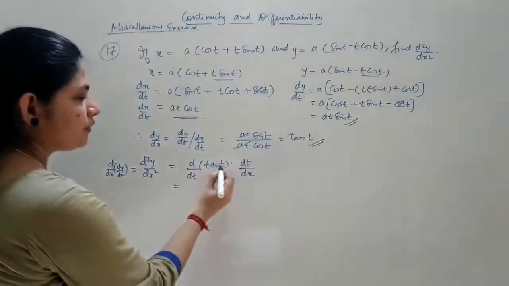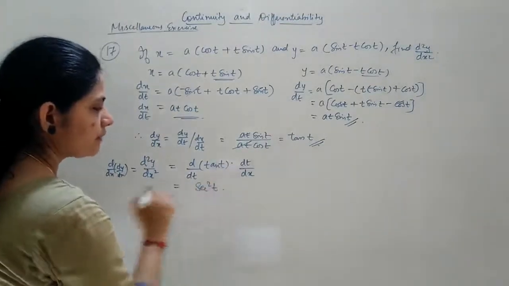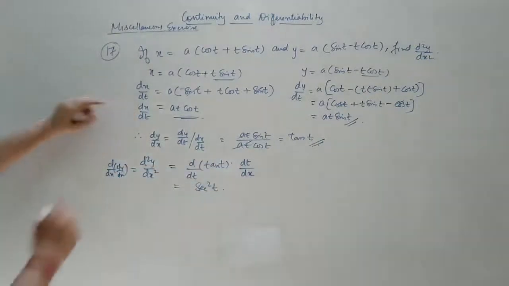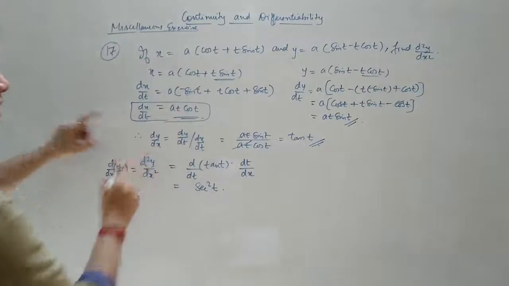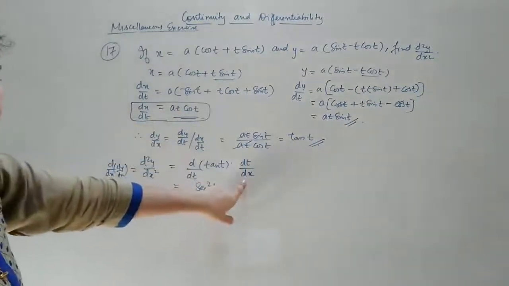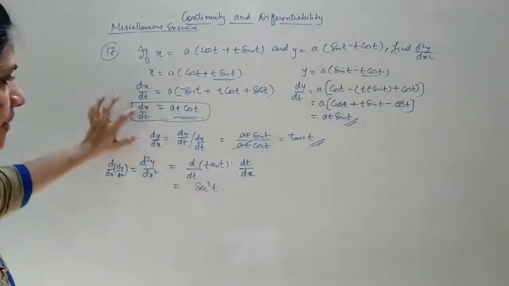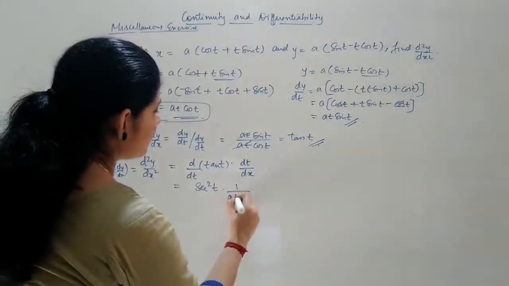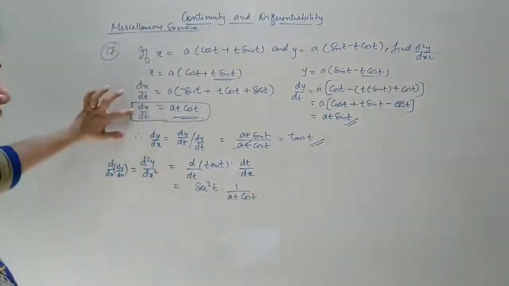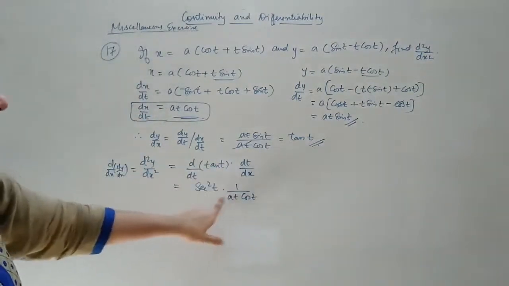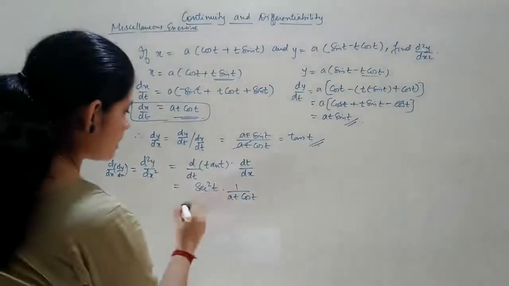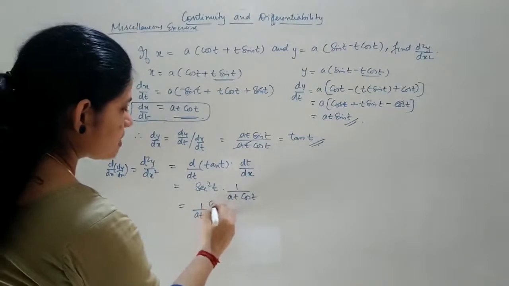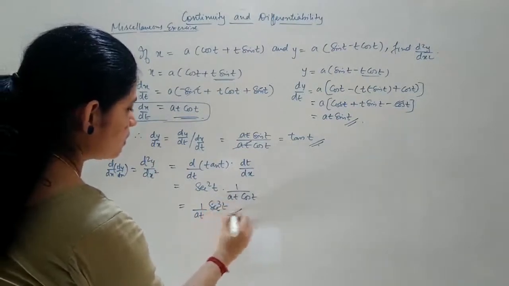So the derivative of tan t will give you sec square t, and dt by dx will be the reciprocal of dx by dt. This is your dx by dt, and it is the reciprocal of dx by dt, that is 1 by dx by dt. So you will get 1 by a t cos t. Take the reciprocal of this term and multiply with this. Now what you will get at last, 1 by a t into 1 by cos, which is again sec, so it will become sec cube t. This is your final answer.